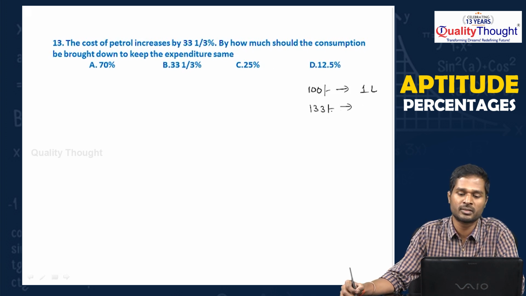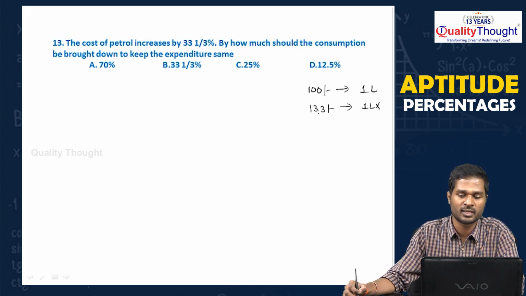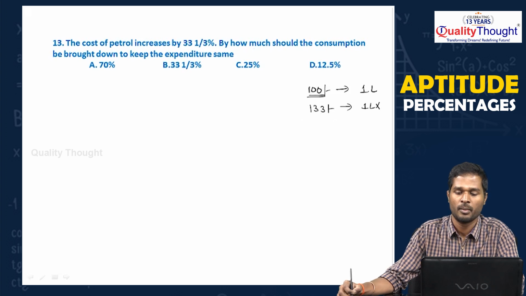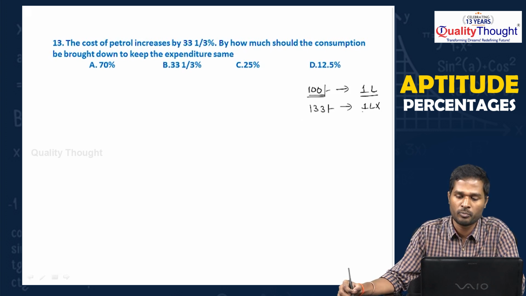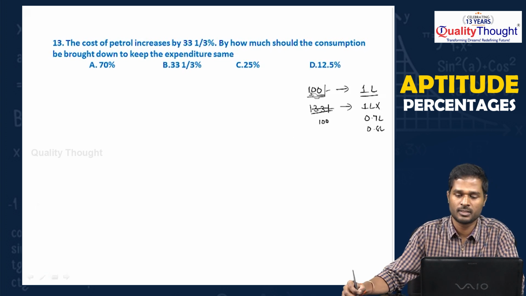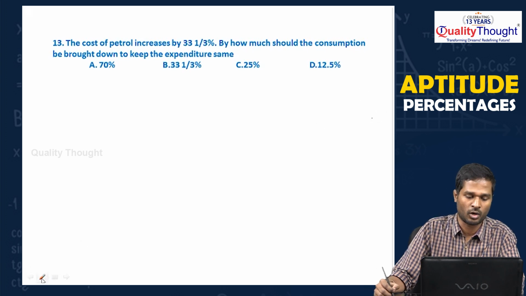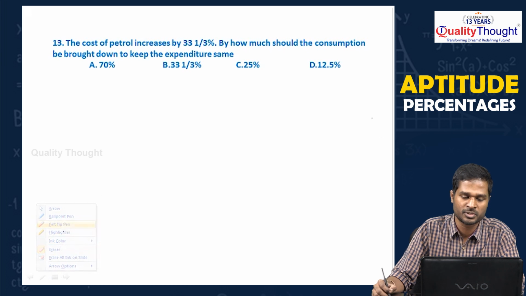If the price has become 133 rupees now, that person cannot buy 1 liter. It is not possible. So he needs to decrease the consumption to maintain the same price. So before he was buying 1 liter, now maybe he will buy 0.7 liters or 0.8 liters so that again it will be 100 rupees. Okay. So this is what we need to do. Let's see how we can solve this. So we need to decrease the consumption to maintain the same price. So how much decrease in the consumption can be done?